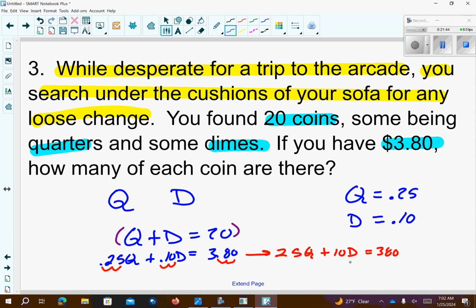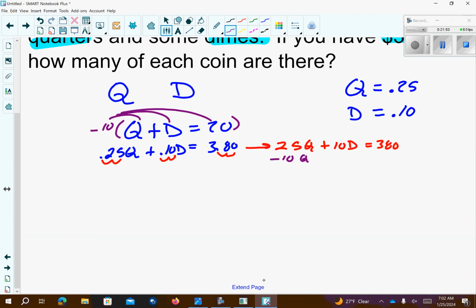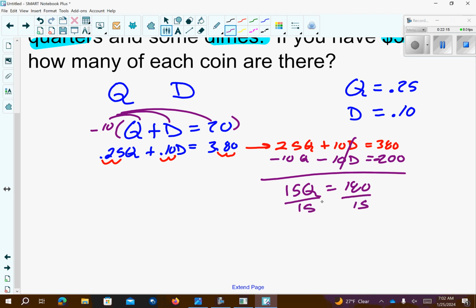And then what I want to do with that is I want to take this top equation and I want to get rid of, let's get rid of dimes. So I'm going to multiply everything by -10. So -10 times Q is -10Q. And -10 times D is -10D. -10 times 20 is -200. When I add these together, I get 15Q. The dimes are gone. And then 380 minus 200 is 180. Divide both sides by 15. So I'm going to get 180 divided by 15. So that tells me we have 12 quarters.